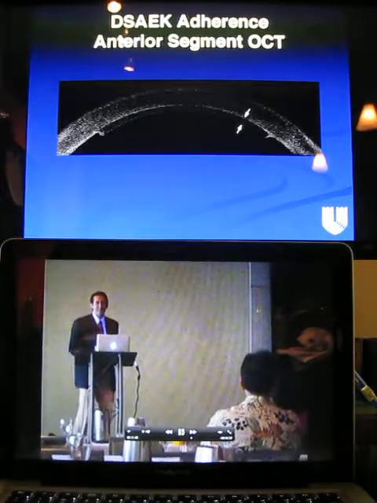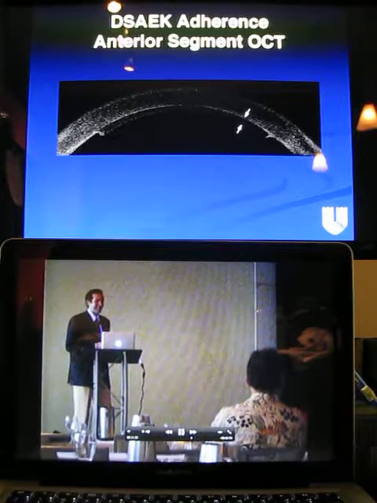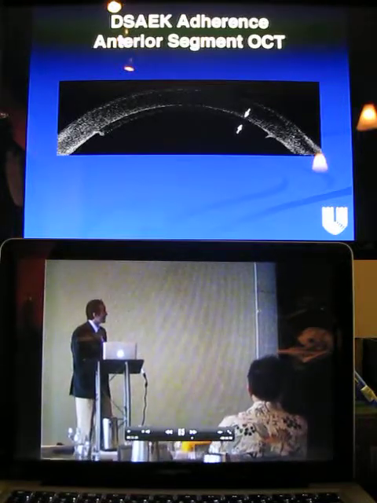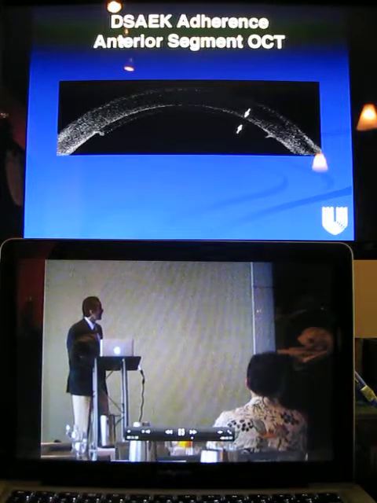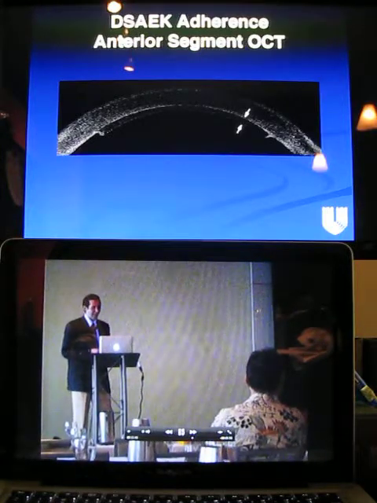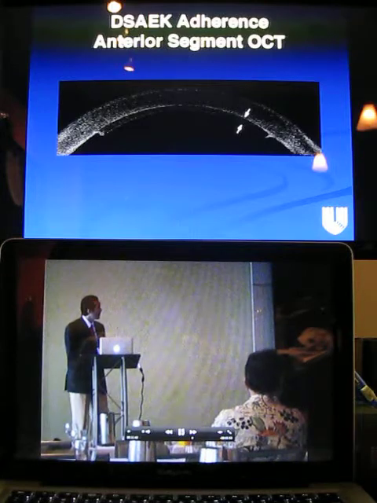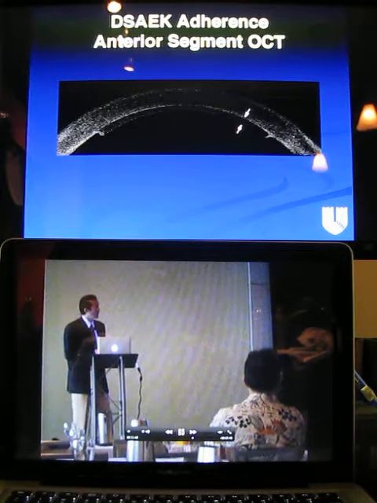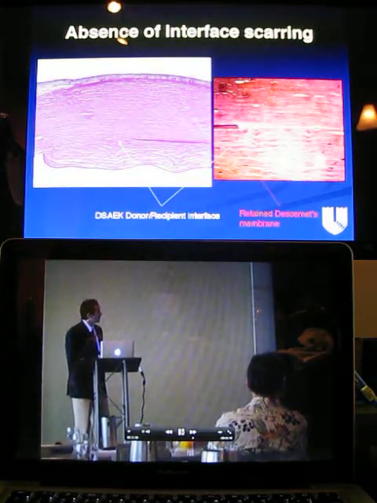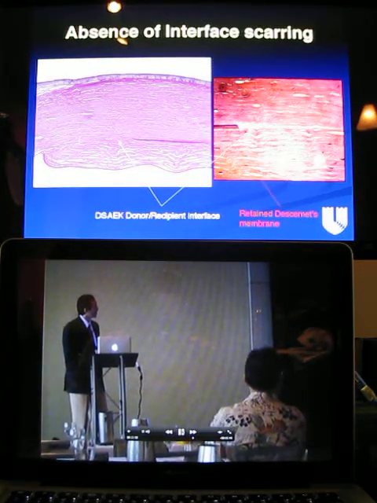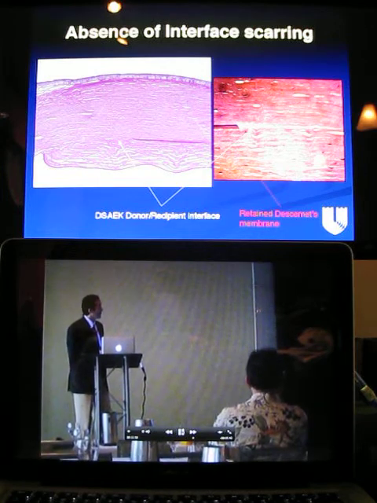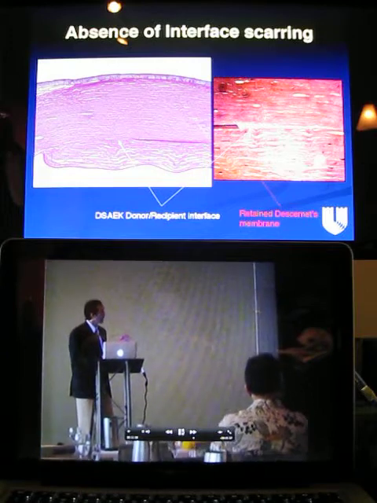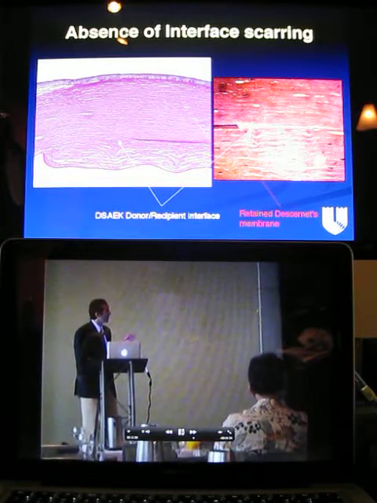This is for Dr. Herbert Stern. You see an anterior segment OCT showing excellent donor adhesion with minimal interface scarring. Here you see histology of this interface. Again, minimal interface scarring, and in these histology slides, I've left some pieces. I took these pictures because there's a little bit of Descemet remaining in the interface, just to show how clear that interface is.